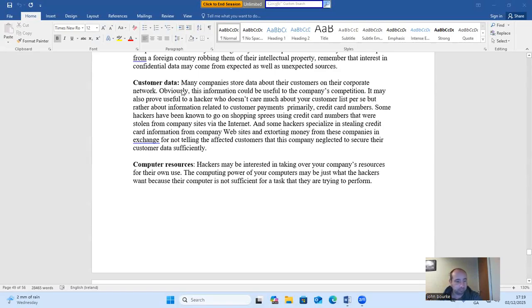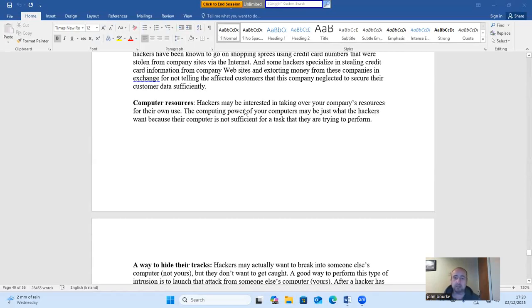Customer data. Many companies store data about their customers on their corporate network. Obviously, this information could be useful to the company's competition. It may also prove useful to a hacker who doesn't care much about your customer list per se, but rather about information related to customer payments, primarily credit card numbers. Some hackers have been known to go on a shopping spree using credit card numbers that were stolen from company sites via the internet, and some hackers specialize in stealing credit card information from company websites and extorting money from these companies in exchange for not telling the affected customers that this company neglected to store their customer data sufficiently.